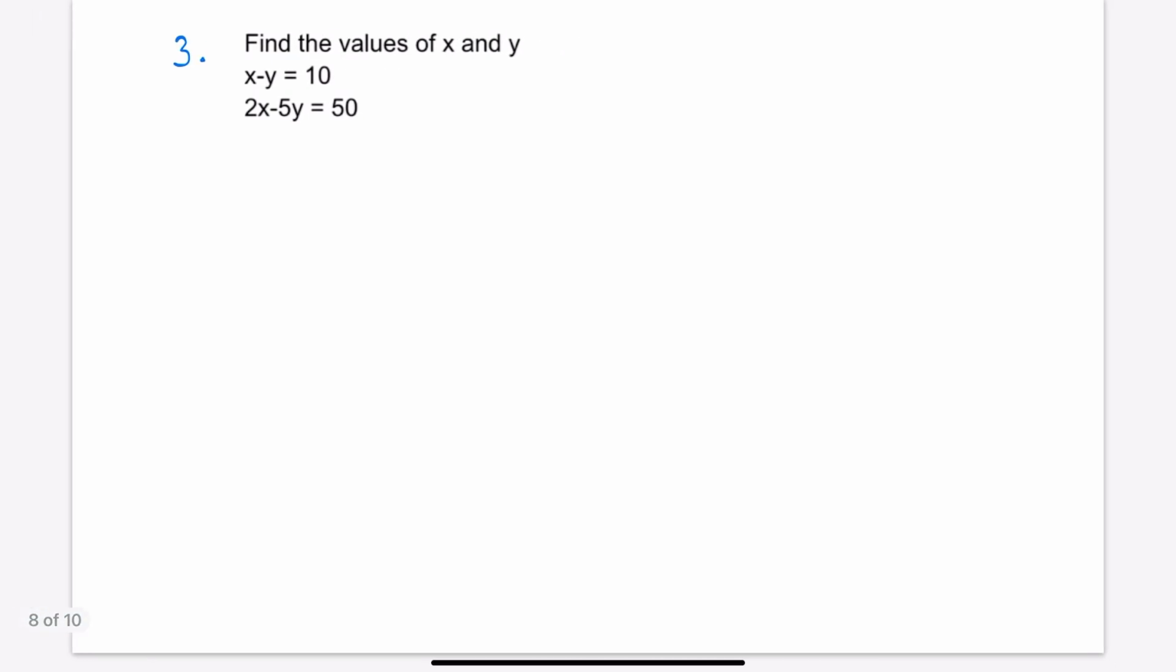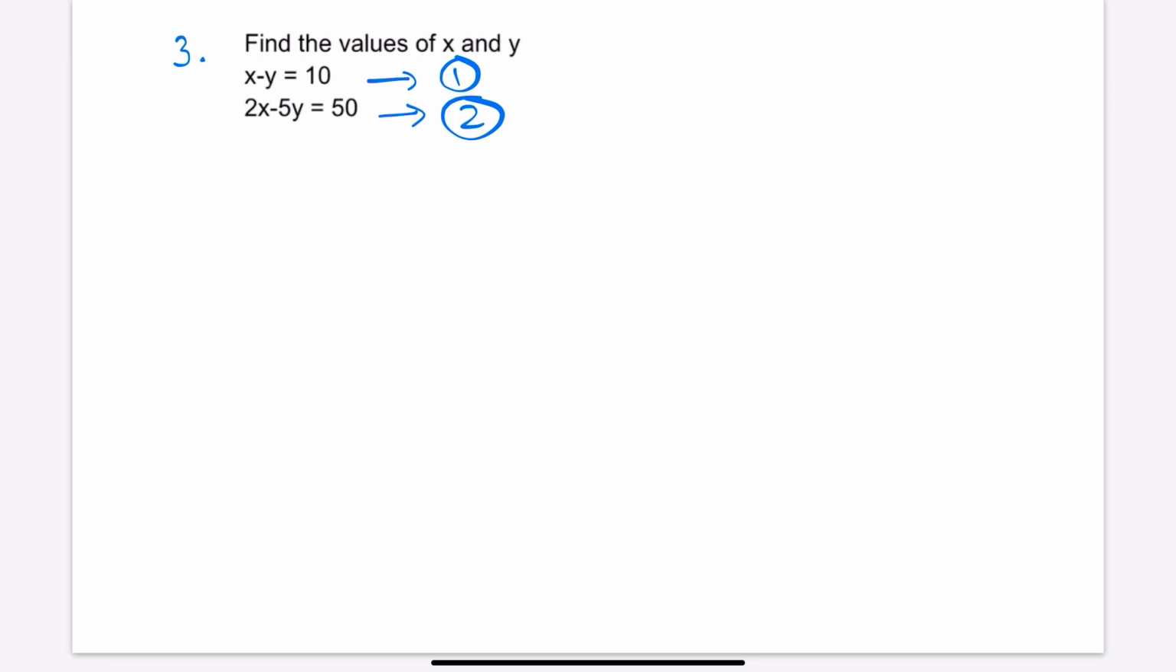Okay, so let's read this problem. Find the values of x and y given that x minus y is 10 and 2x minus 5y is 50. So again, folks, the first step I'm going to do is to mark these as equations 1 and 2 so that I can refer back to them. Okay, so then I have systems of equations, which means I have two equations and two unknowns, x and y. So these are systems of equations in two variables or two unknowns.